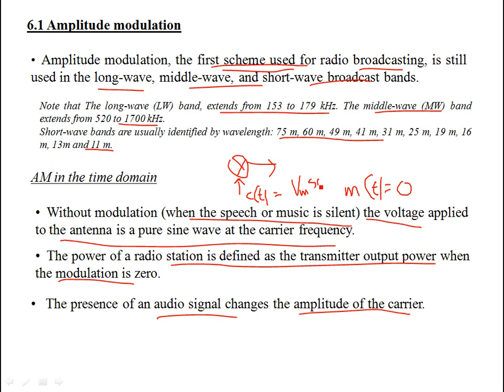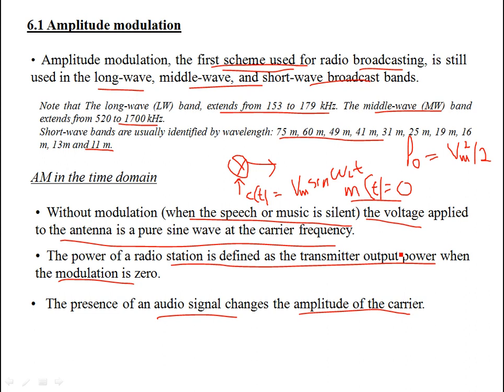Let me write this down. We have Vm sine omega c t. And so you see that the output power, in the absence of a message signal, is Vm squared over 2. That's the power of the transmitted carrier without the modulating signal.